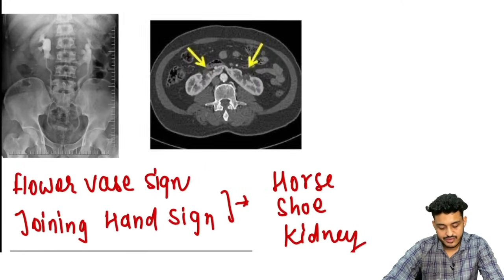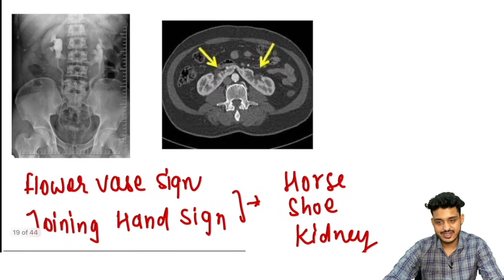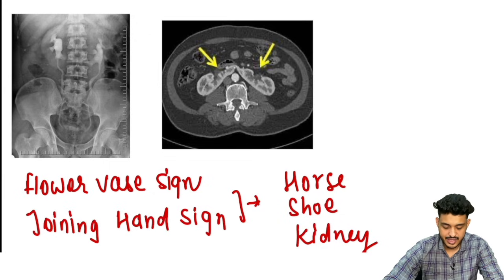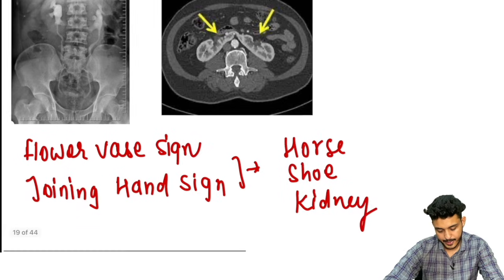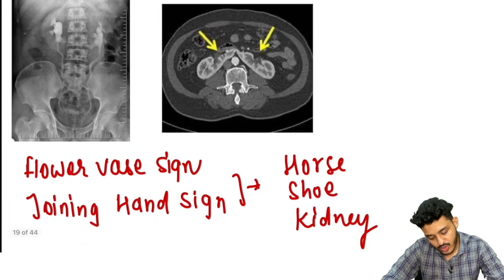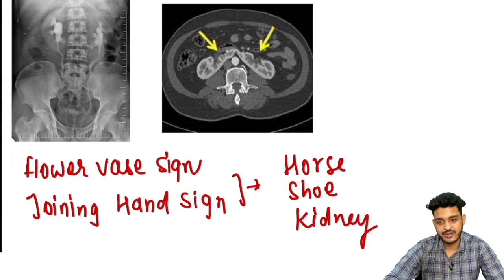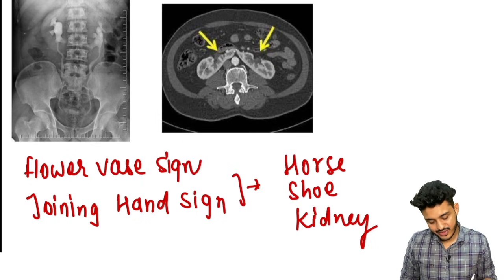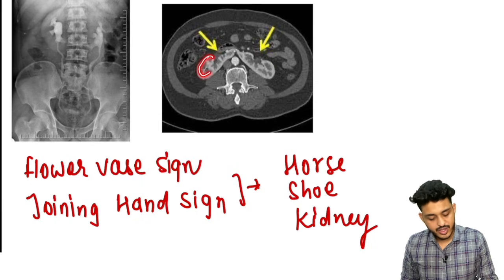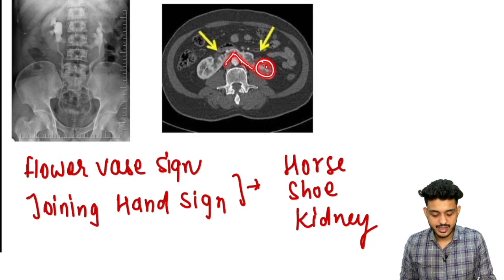Okay, another one we have got is going to be your flower vase sign. We have discussed all those things in detail. This is a quick recap, we are going faster, right? So we have got duplication. After that we have got flower vase sign or joining hand sign. Can you appreciate these two kidneys? These two things are the kidneys, they are joining together.